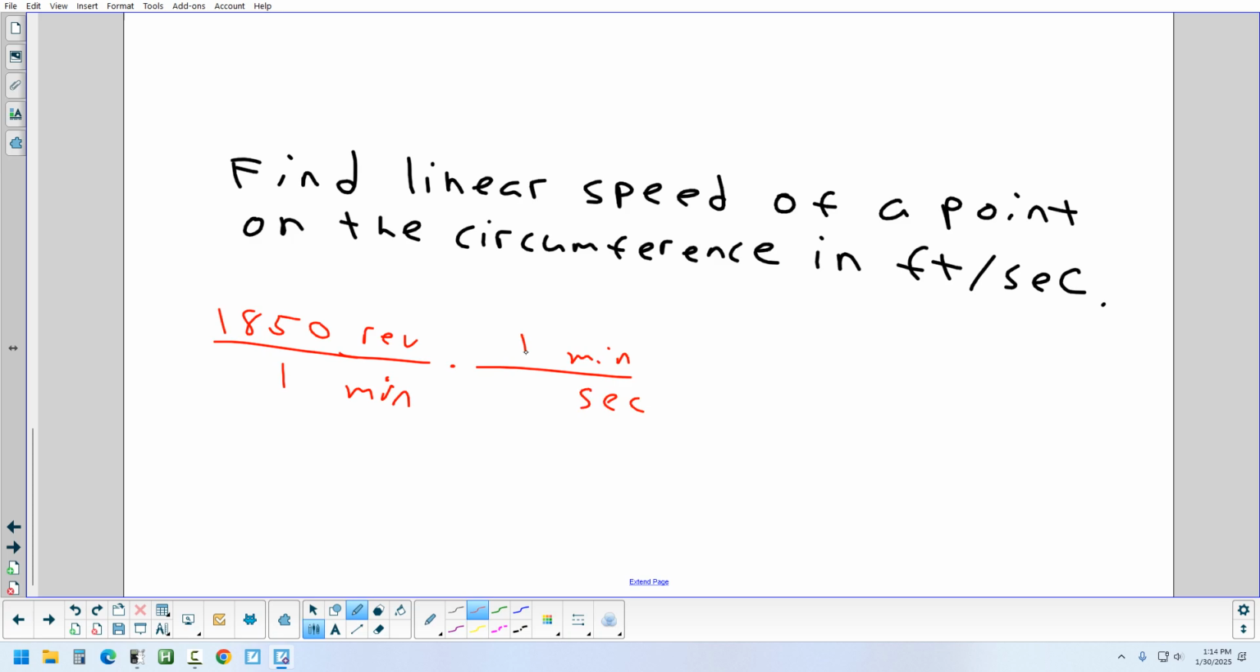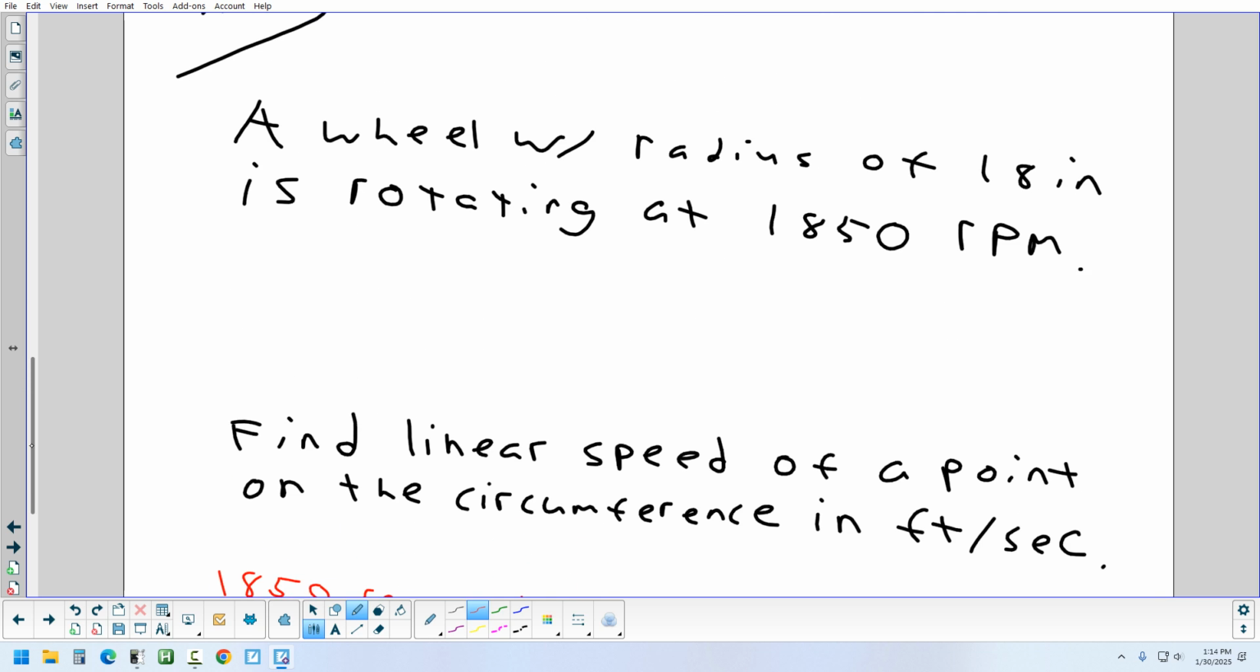1 minute is 60 seconds. 1 minute and 60 seconds. Okay, so now we've got revolutions per second. What we want is feet per second. Is there a piece of information we haven't used yet?